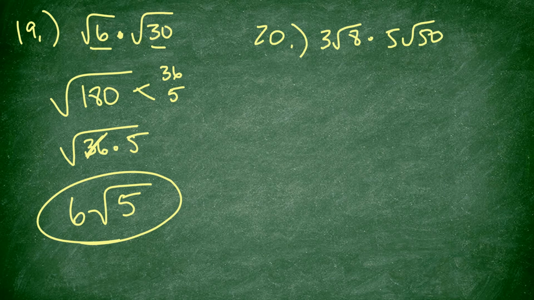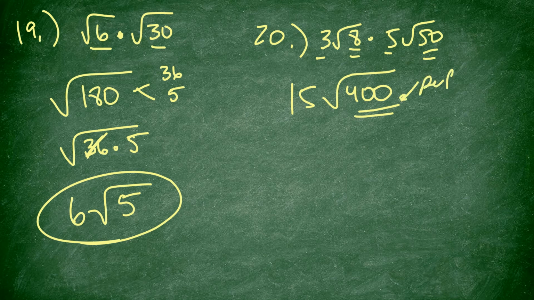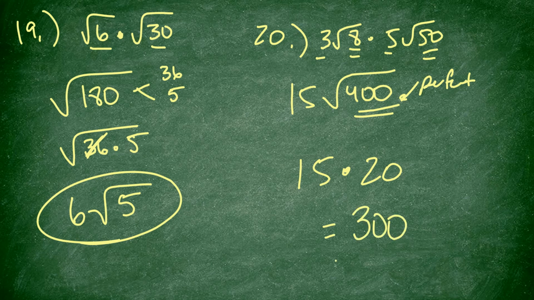20 is very similar to 9 and 10, except there's guys inside of jail and outside of jail. So 3 and 5 are outside of jail. 8 and 50 are inside of jail. So I'm going to multiply right away just to make things smaller. It's not the only way to do it. So I'm going to get 15 square roots of 400. Now, if you happen to look on your list or just plug that in your calculator to check, this actually turns into 20. 400 is perfect. So since it's perfect, the jail goes away completely. 15 times 20 is 300. And that's it for 20.